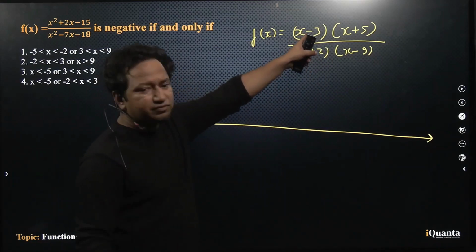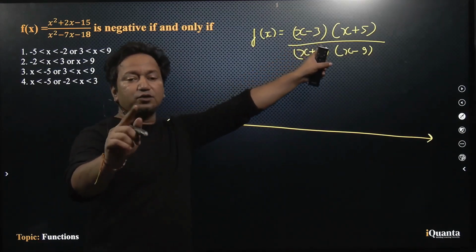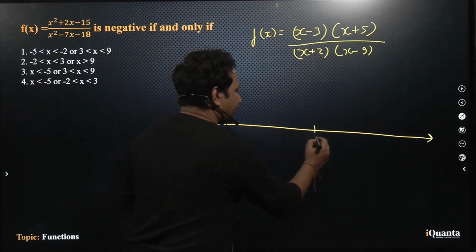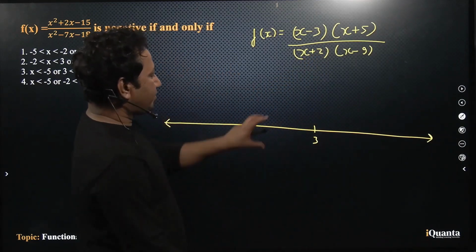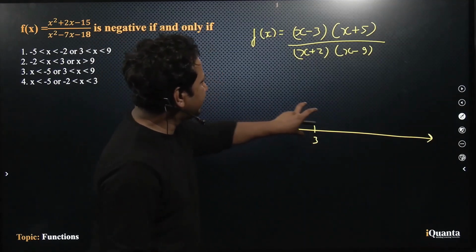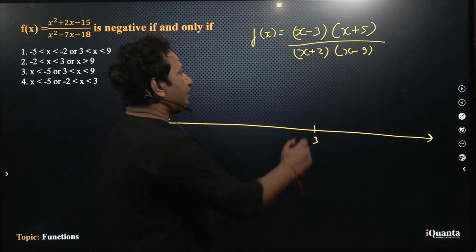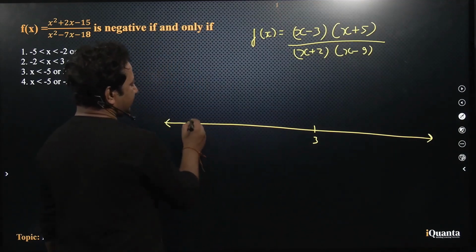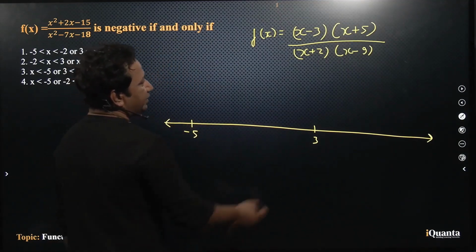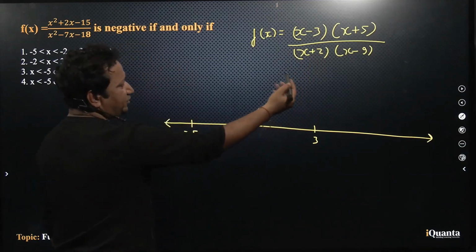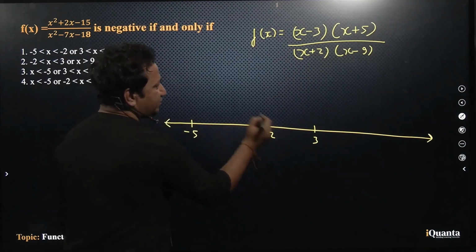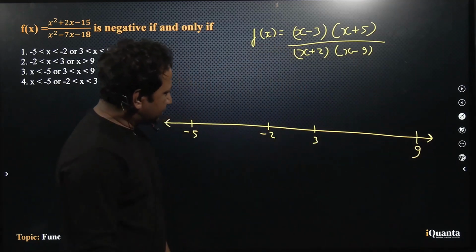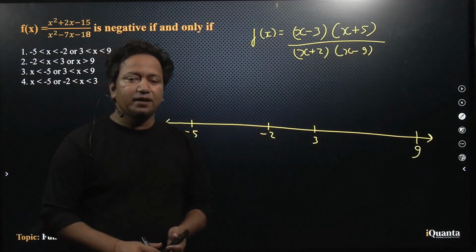So x minus 3 is there as a factor. So at x equal to 3, this will be 0. So I'll just mark x equal to 3 somewhere. Keeping 3 as the standard, we can mark other values. X plus 5, if you put it 0, I'll get x equal to minus 5, somewhere here. X plus 2, at x equal to minus 2, this will be 0. And at x equal to 9, this will be 0. So once we have marked this, now comes the real thing.